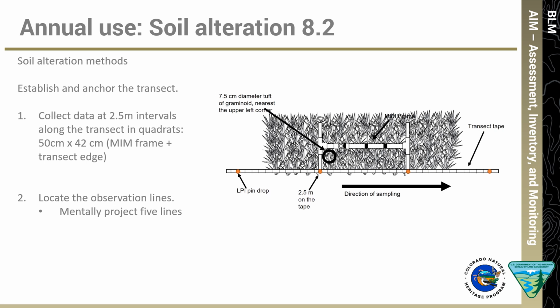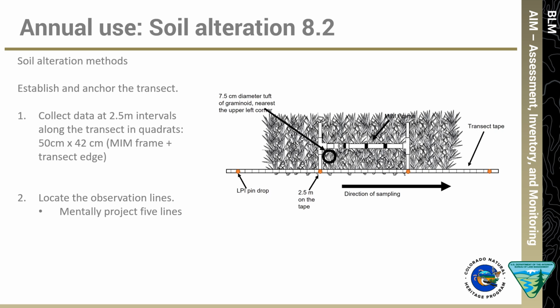Step 1, the data are collected at 2.5 meter intervals along the transect in the same quadrat as stubble height, but using both sides of the membrane this time. So, a 50 centimeter by 42 centimeter quadrat, shown by the diagram on the right. The first point for data collection is at the 0 meter mark on the transect tape. At each designated mark, place the membrane along the transect on the opposite side of the tape from where you're standing. The long edge should be parallel to the tape, and the short edge should be perpendicular to the tape, in line with the designated mark.